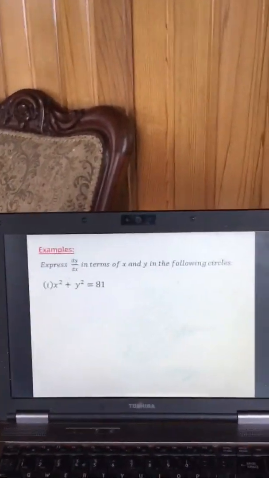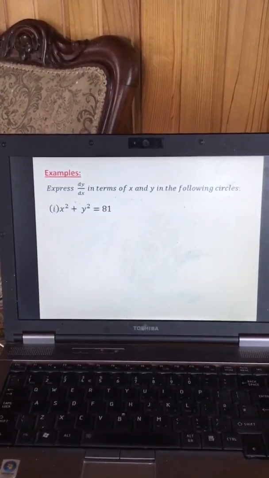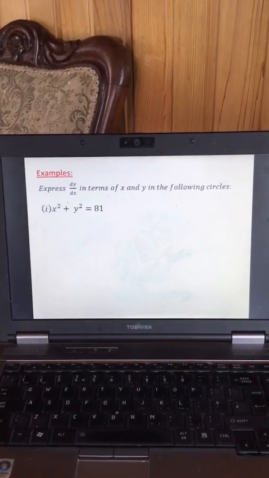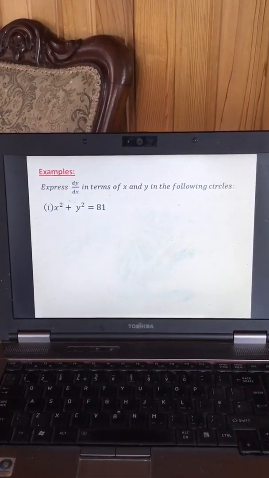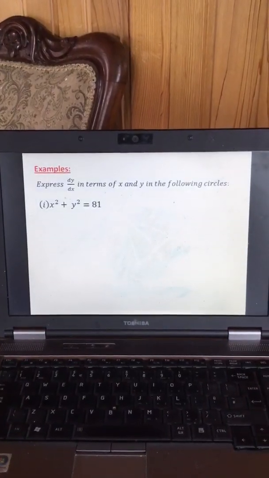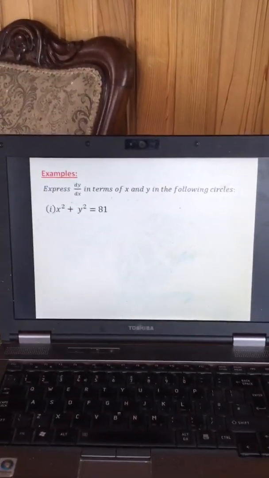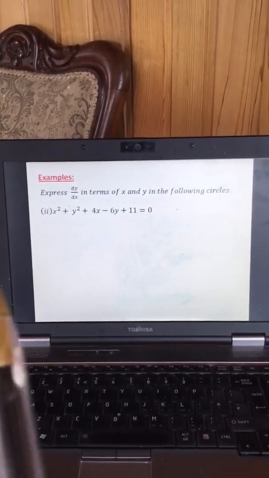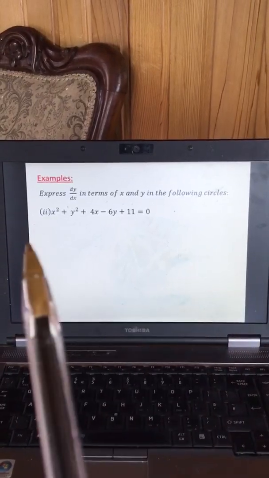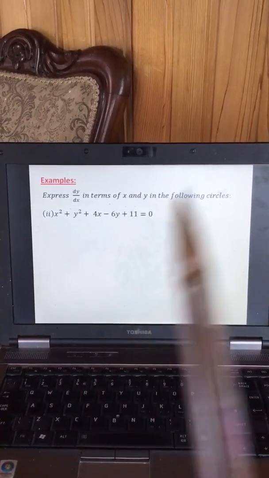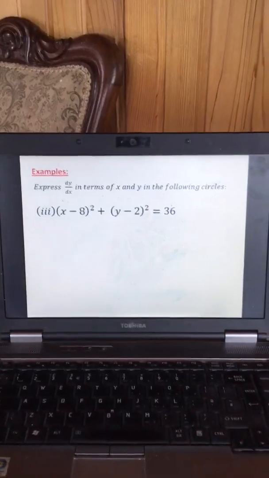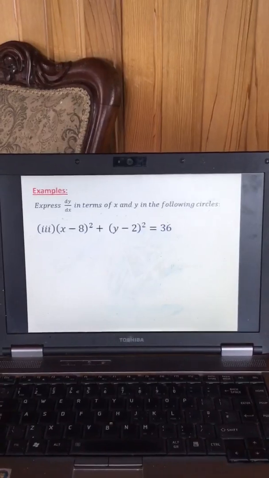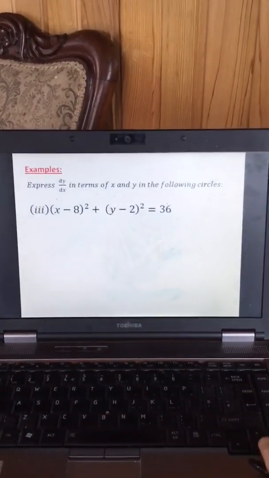The first thing I want to do is get you used to how to differentiate the circle function itself. Having done your study of the circle already, we should know the three types of circle equations. The first one is x squared plus y squared equals r squared. The next one is a circle equation in this form, which is x squared plus y squared plus 2gx plus 2fy plus c equals 0. And the third one is (x minus h) all squared plus (y minus k) all squared equals r squared.